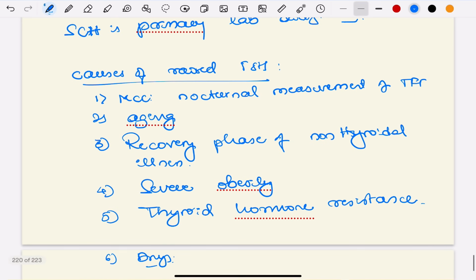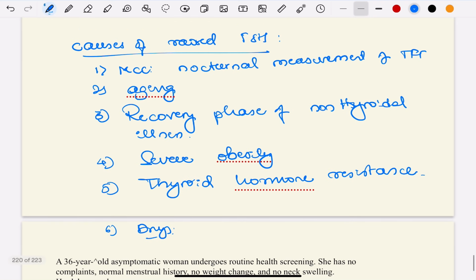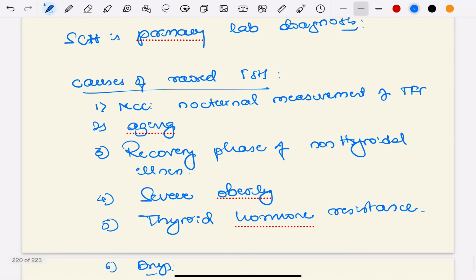So whenever you get a TSH elevation, one reading, you start looking for these causes. If the patient is having these causes, then you treat accordingly, or if the patient is not having these causes, you repeat the TSH after 3 months only to diagnose subclinical hypothyroidism. Okay. So this is about causes of TSH elevation.